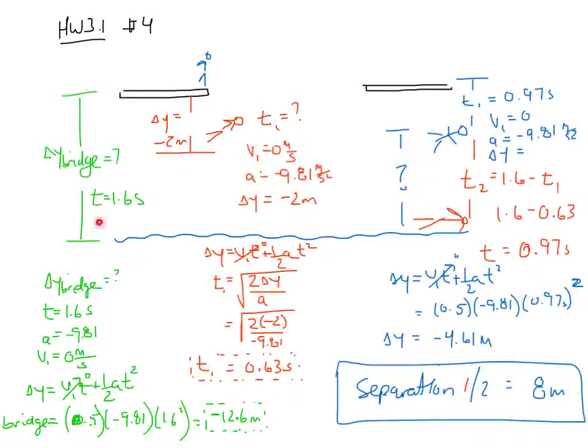So get your total distance, get the time spent falling this distance right here, and the rest of that's going to be the time spent for both people to fall. That'll tell you how far down the blue person falls, and that'll tell you how far separated they are from the red person.